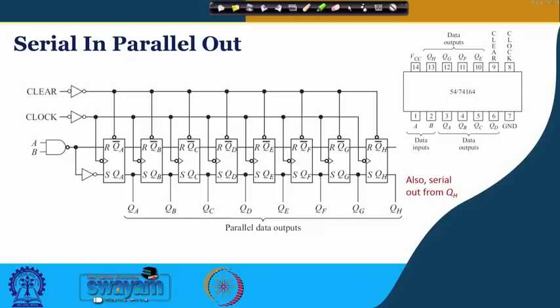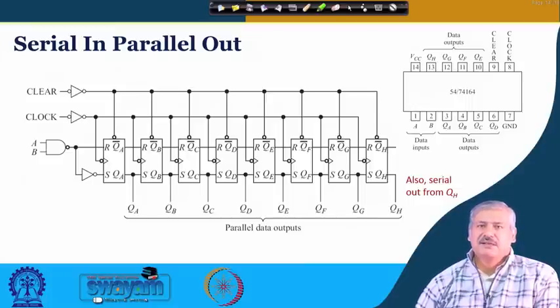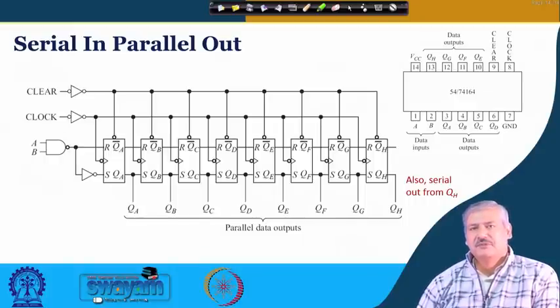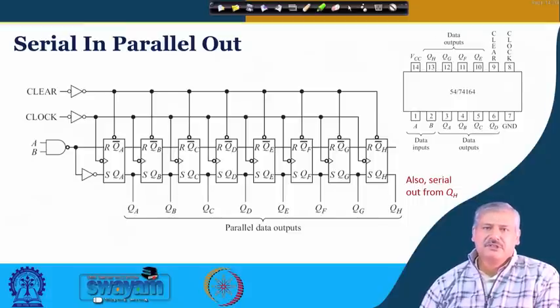So, we start with a practical circuit which is used in the IC package 74164, which is a serial in parallel out shift register. Register, as I said, is a group of flip flops which stores binary information, and if it uses shifting option from one flip flop to another, where the output of one is fed as input of the other, that is shift register operation.